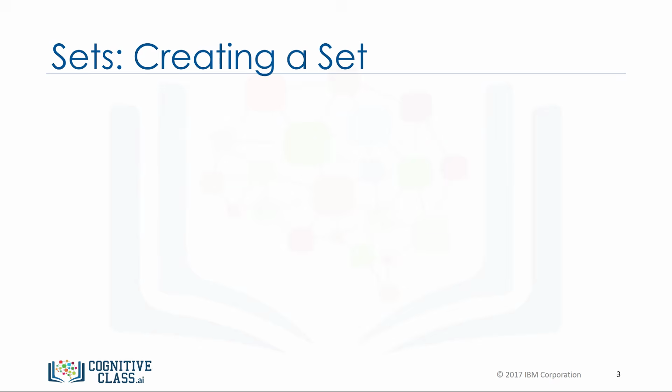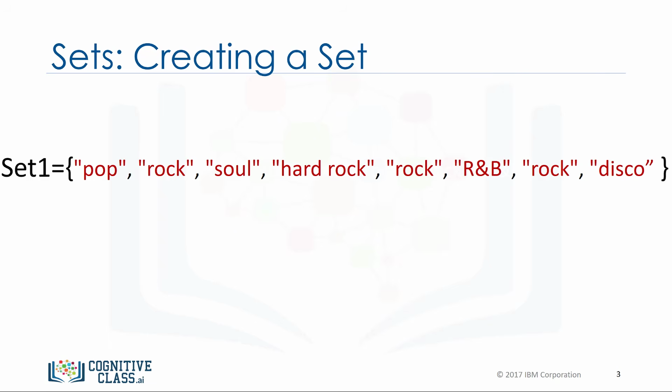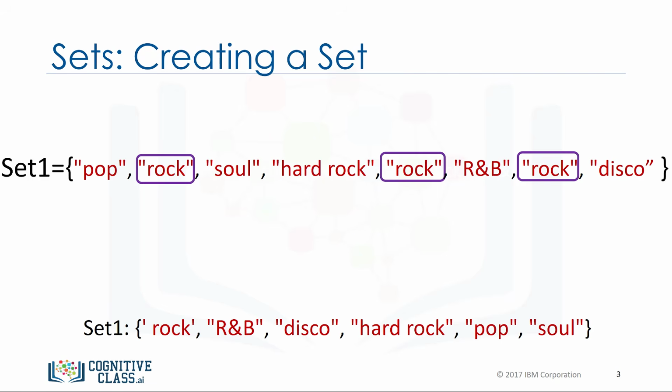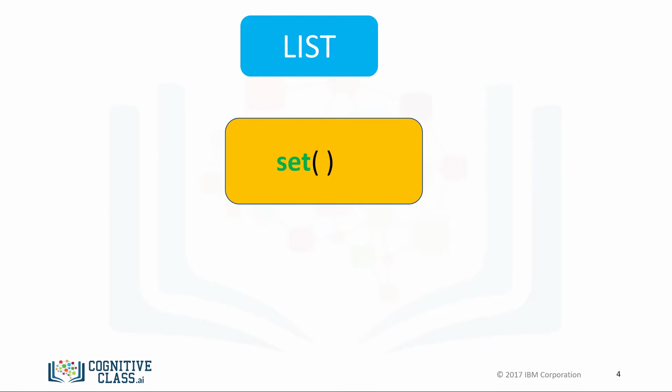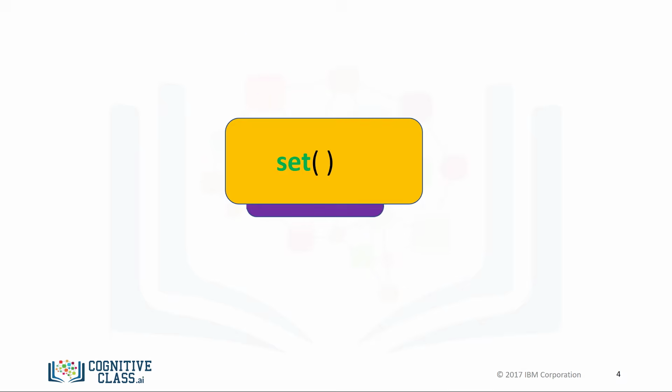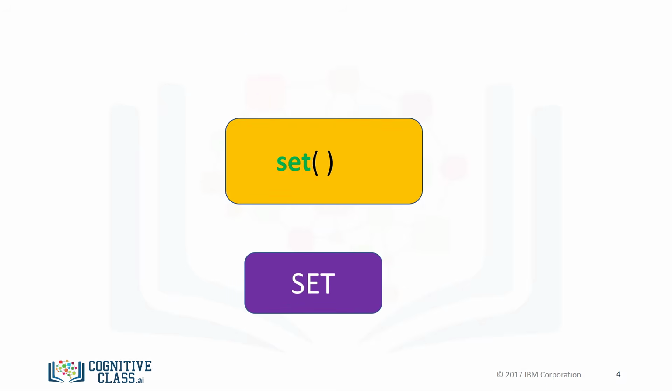To define a set, you use curly brackets. You place the elements of a set within the curly brackets. You notice there are duplicate items. When the actual set is created, duplicate items will not be present. You can convert a list to a set by using the function set. This is called typecasting. You simply use the list as the input to the function set. The result will be a list converted to a set.